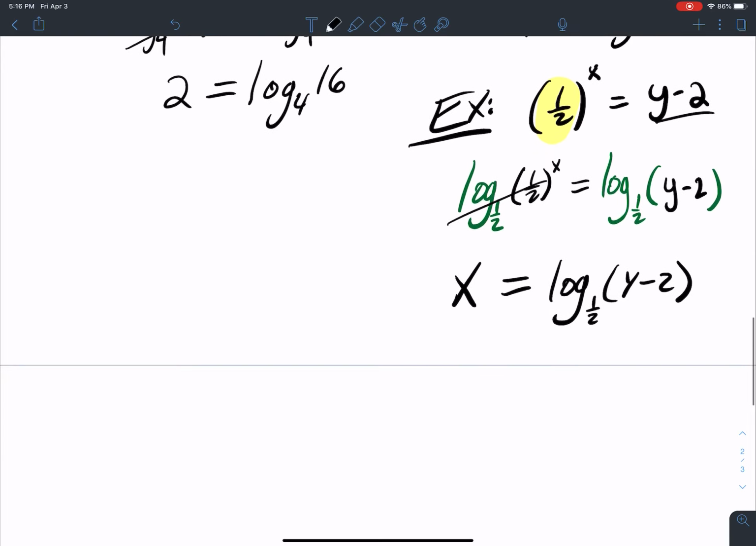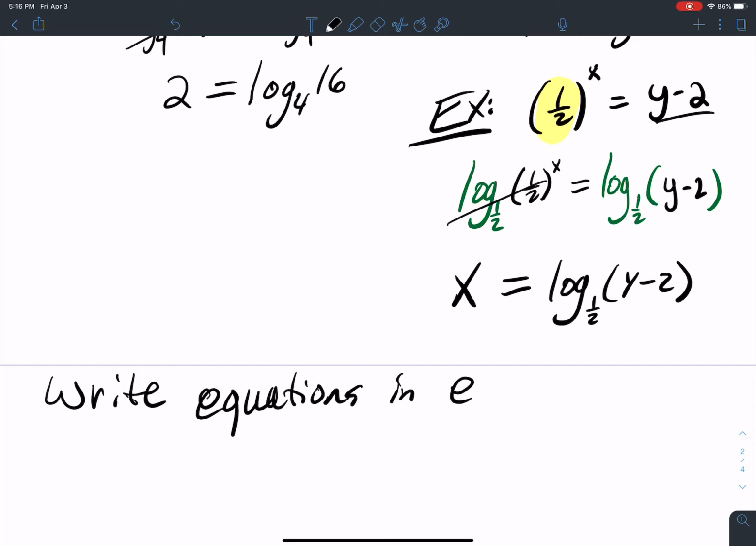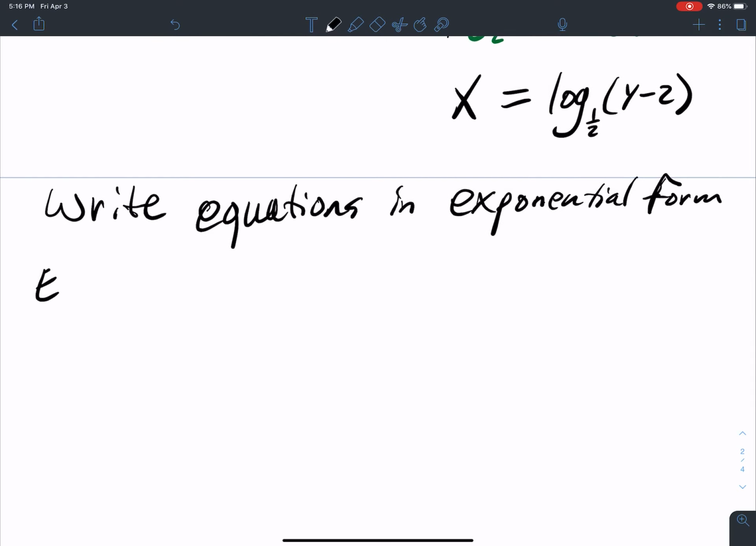What if instead of being in log form, I want to write it in exponential form? So write the equation in exponential form. So what does exponential form look like?